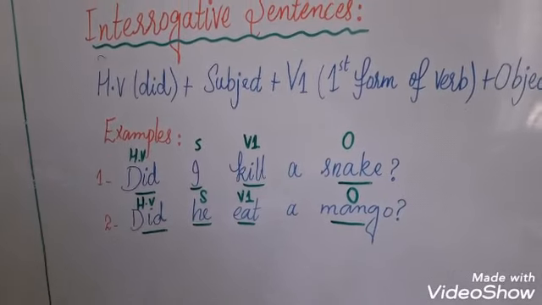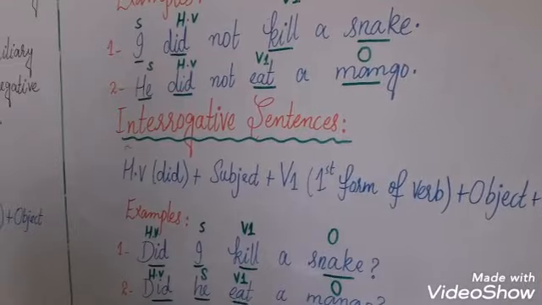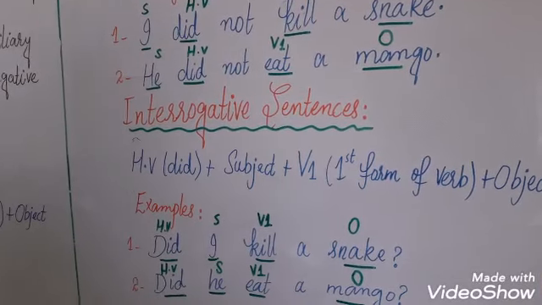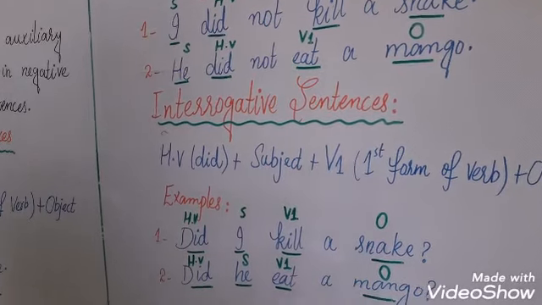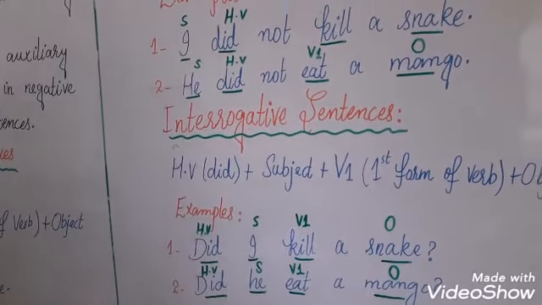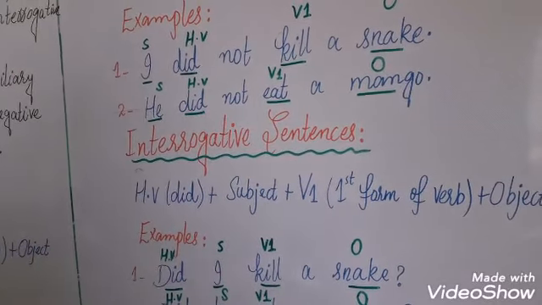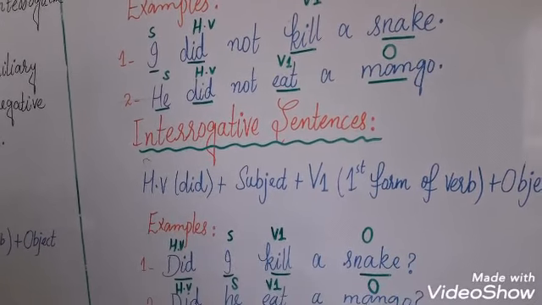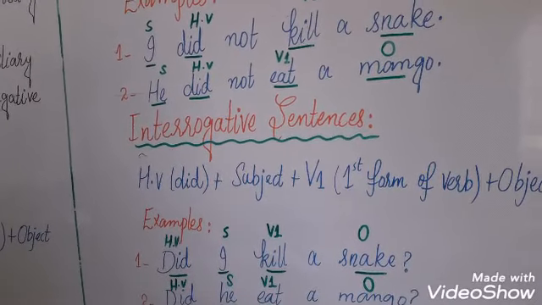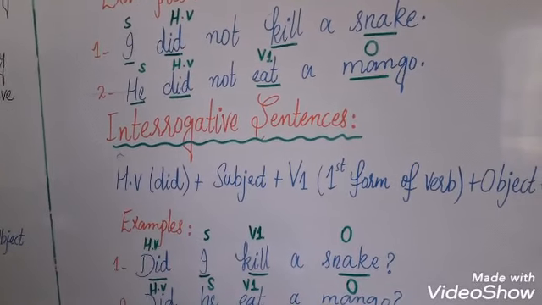So friends, keeping in your mind the rules that we have discussed about past simple tense, and the definition and identification of past simple tense, you will make 10 positive sentences, 10 negative sentences, and 10 interrogative sentences in your notebooks as homework.